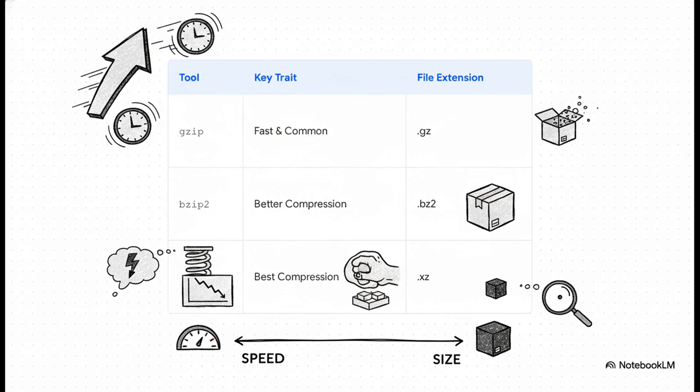Okay, so here's the deal. There's always a trade-off between speed and how small the file gets. Think of it like a slider. On one end, you have gzip. This is your workhorse. It's fast, it's everywhere, and it does a great job. When you need something compressed quickly, gzip is your go-to.